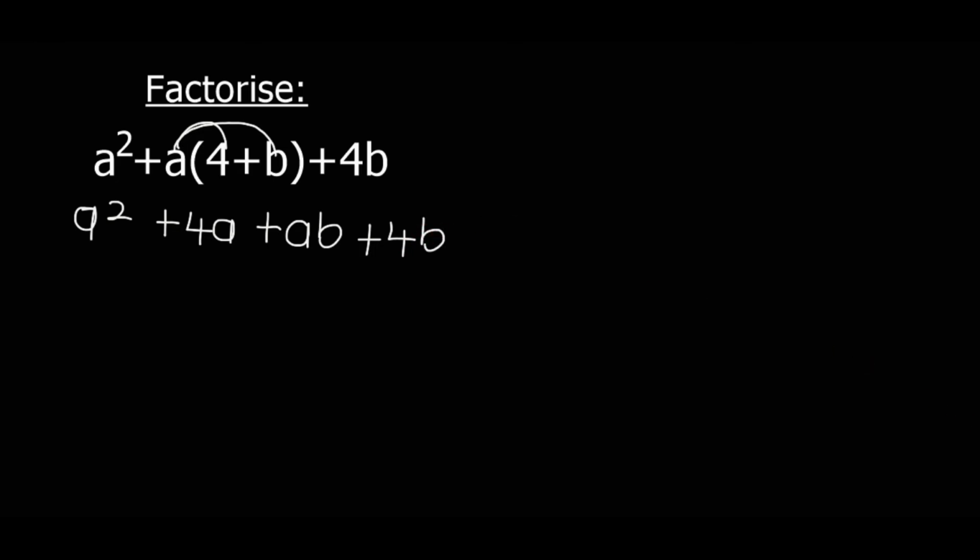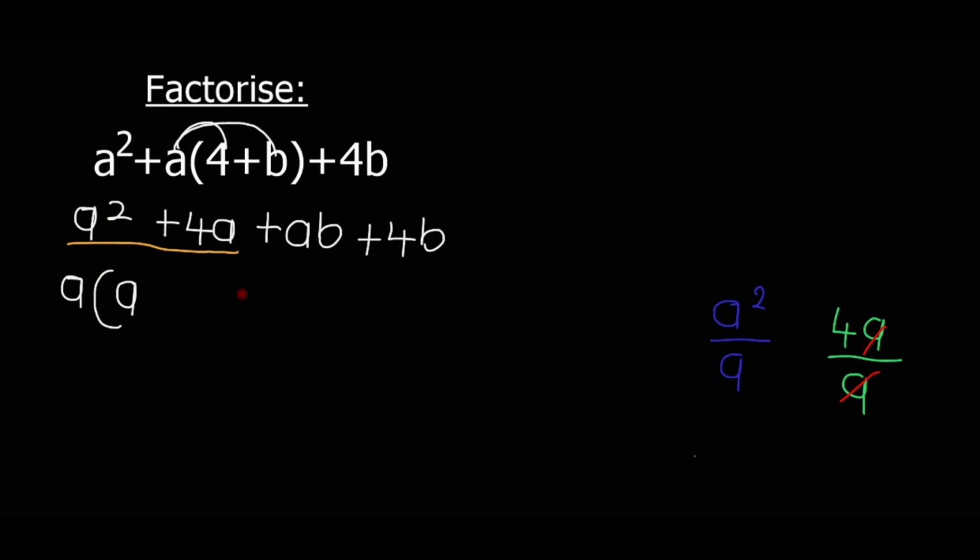And then now you can see we have 4 terms. Therefore we will check the first 2 terms. We check if we have a common factor. So we have a common factor, and the common factor is a. And then from here you will divide each term by the common factor. So a squared divided by a gives us a, and then 4a divided by a, so a and a cancel and then we remain with 4.